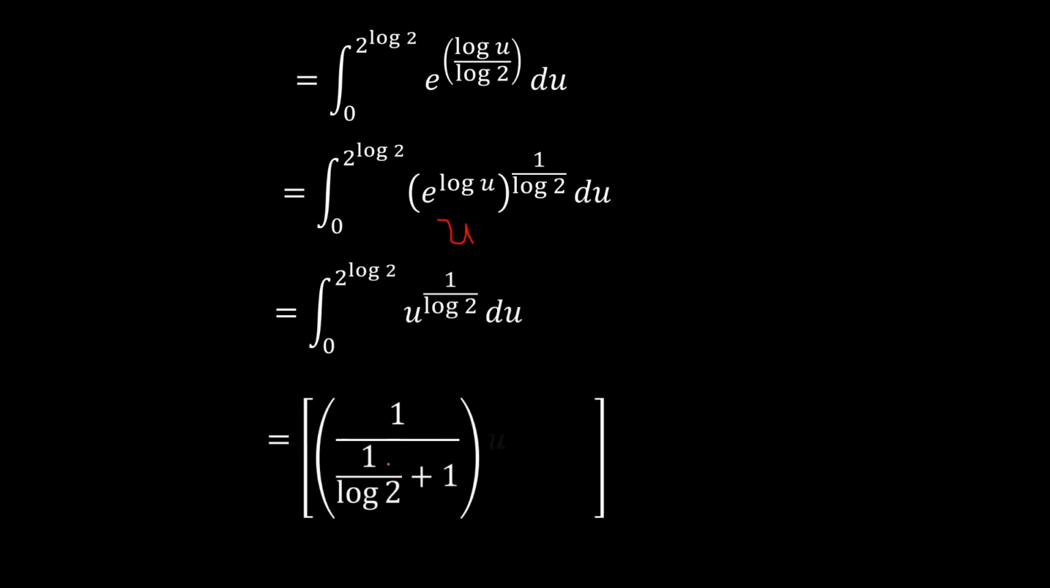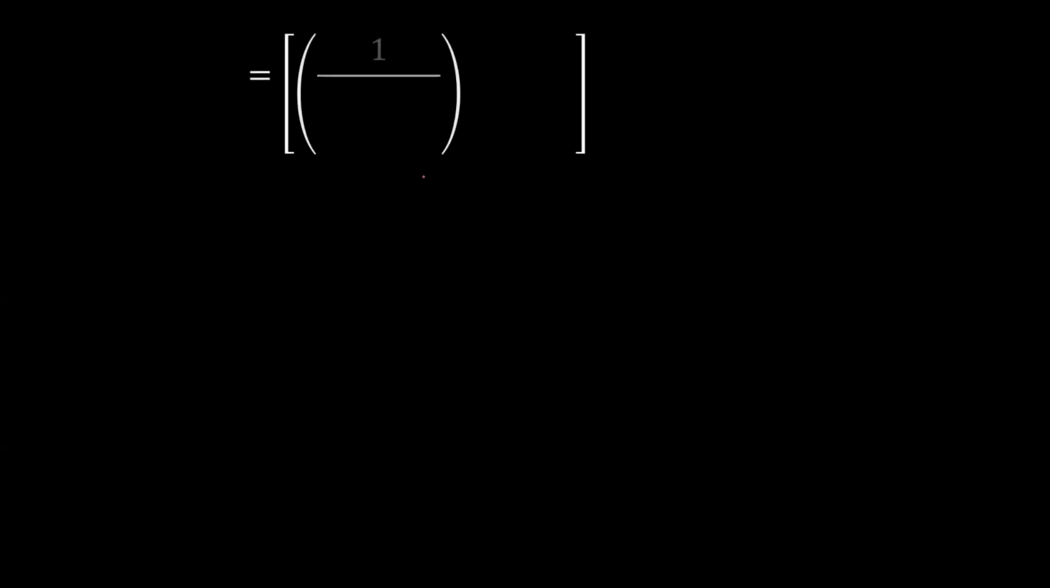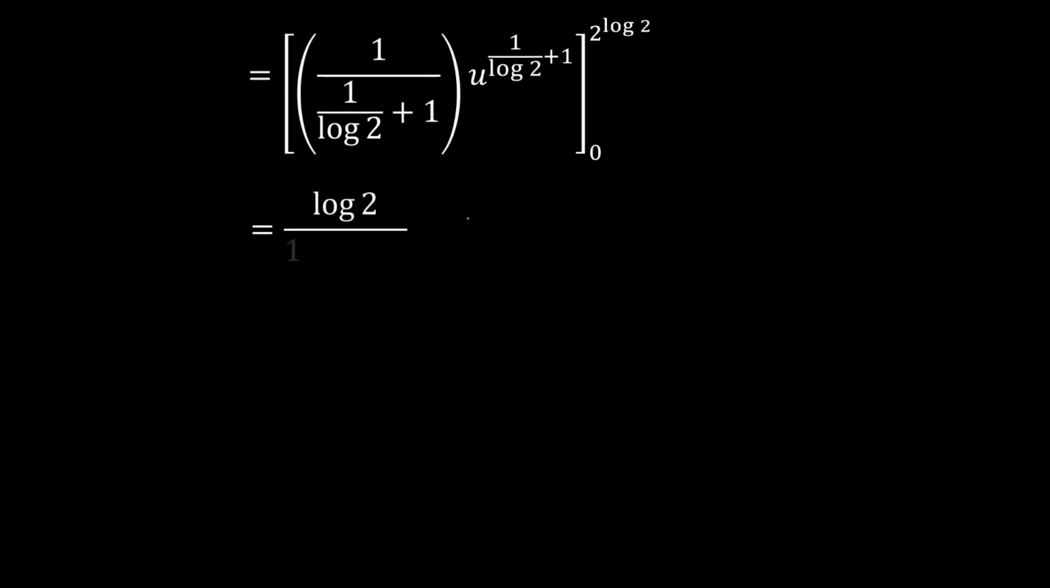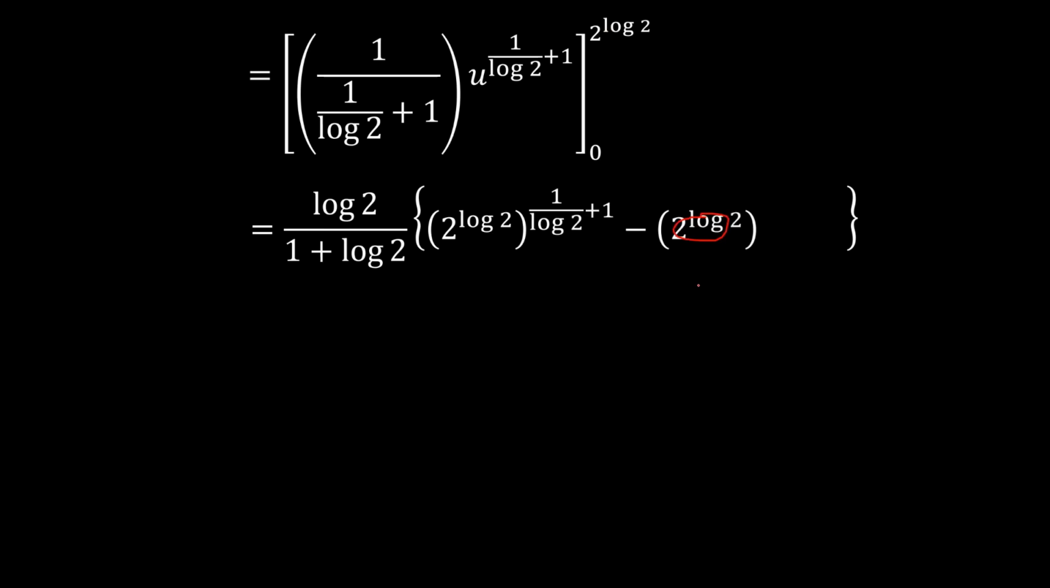So when you integrate that, it is the same as 1 over 1 over log 2 plus 1, times u to the power 1 over log 2 plus 1. The usual way of integrating a very simple function of x, and then applying the limits appropriately. So when we now substitute in the upper limit and then the lower limit, which is 0, what we get is log 2 over 1 plus log 2 times 2, because when you multiply this by this, we get 1, and then we multiply this by this 1, we get log 2.